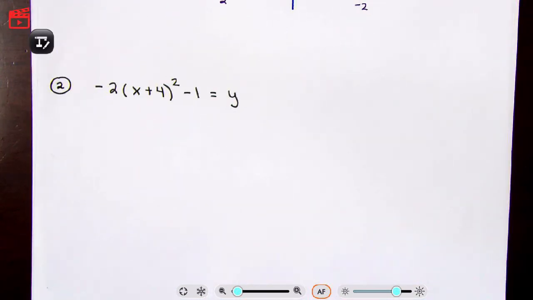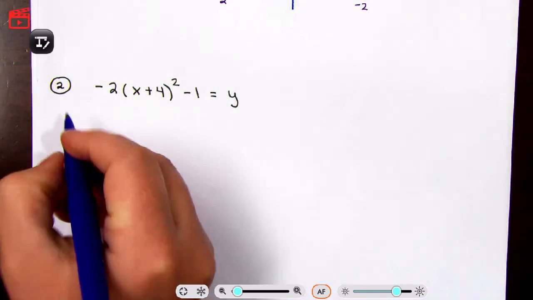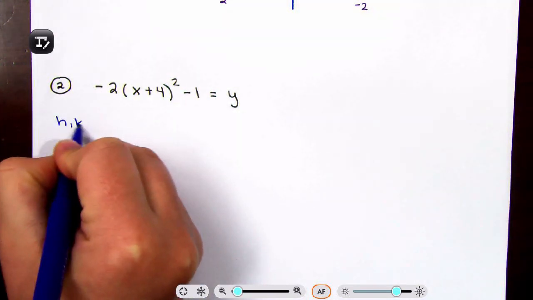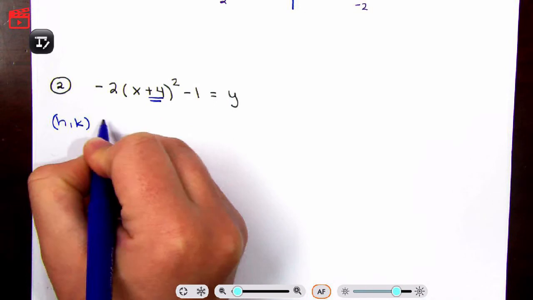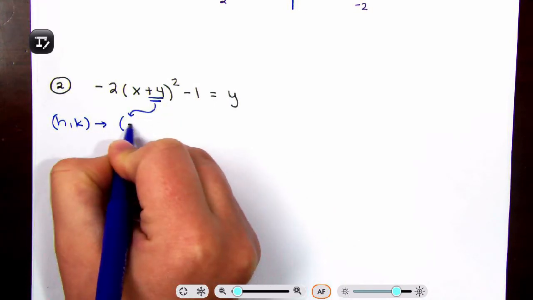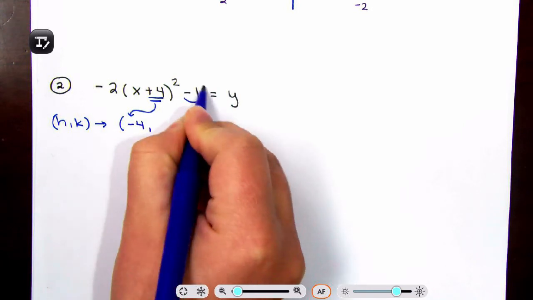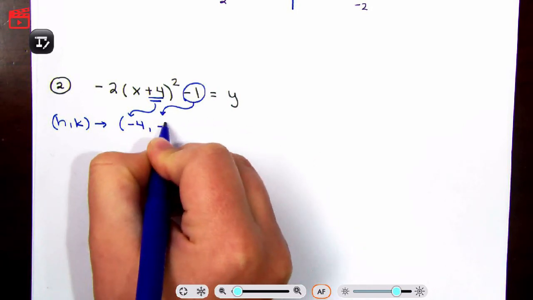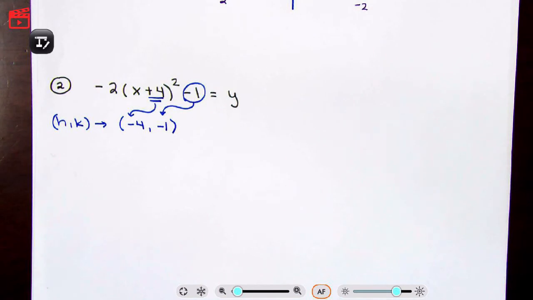All right, let's do one more. Steps are exactly the same. Let's start off with our h comma k for our vertex. Again, anytime you see inside here, inside the function, we are going to do the opposite of what we see. So if I see a positive 4, in reality, I'm going to take a negative 4. This k value, I'm going to keep exactly how it is. So if I see a minus 1, I'm going to keep it.